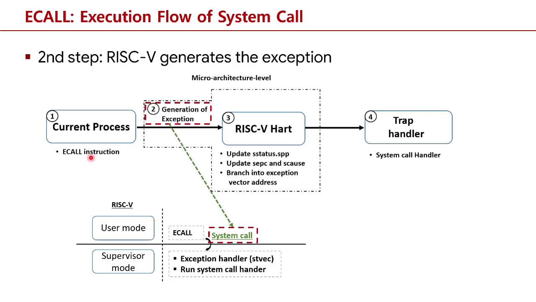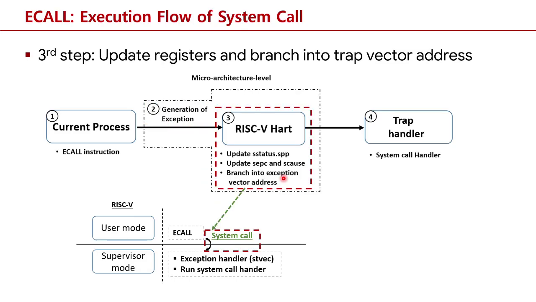Once you run the ECALL assembly instruction, the RISC-V core will start to generate an exception. This is the second step. In the second step, this operation is performed at the microarchitecture level. What it means is that we cannot see any assembly instruction because it is performed at the hardware level.